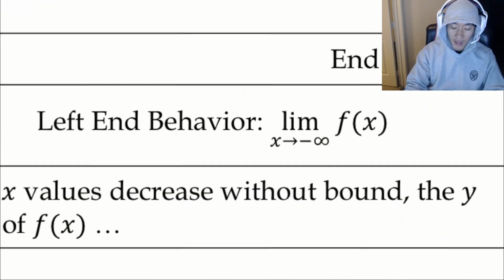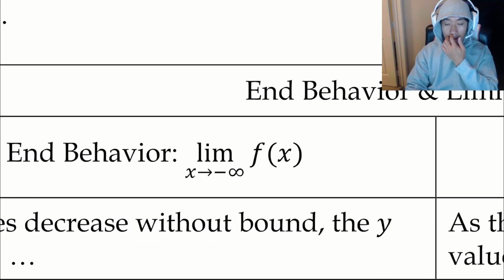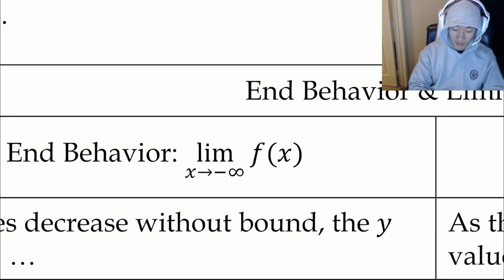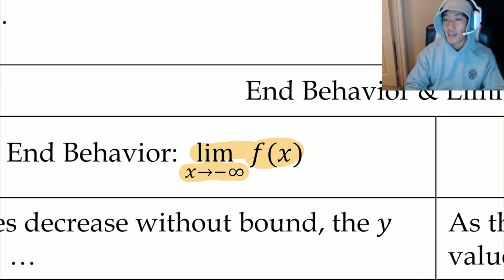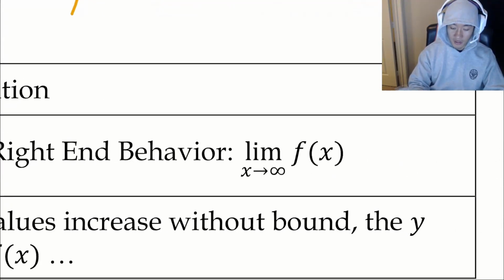So it says left end behavior, the limit of f of x as x approaches negative infinity. So let's say that again. I have the limit of the function f of x as x approaches negative infinity. And so if we approach it from negative infinity, that's the left-hand side of my graph. And then the right-hand side is simply this notation here, the limit of f of x as x approaches infinity.